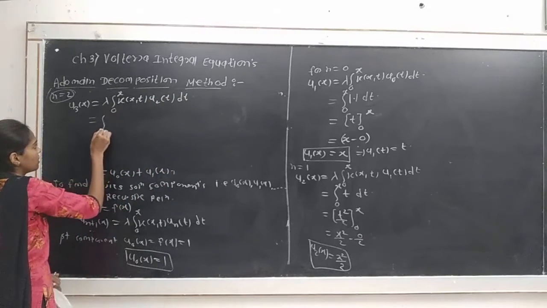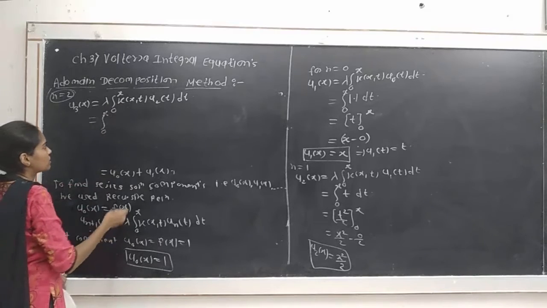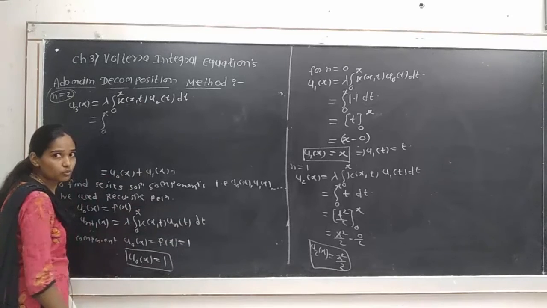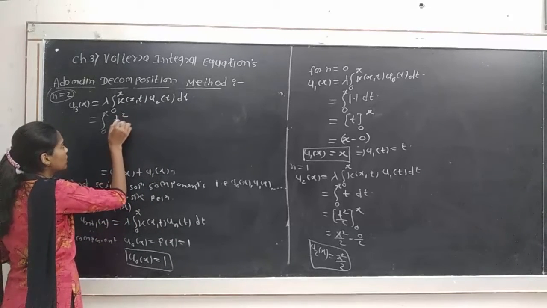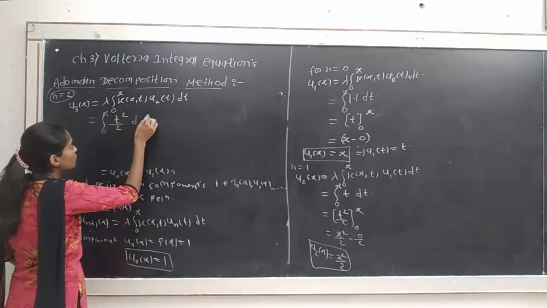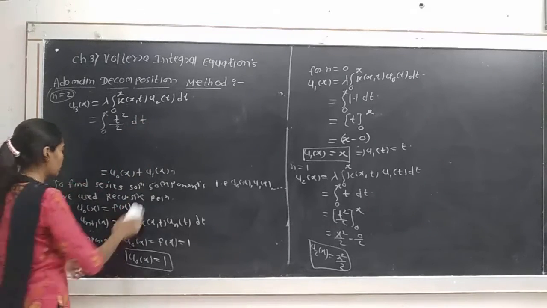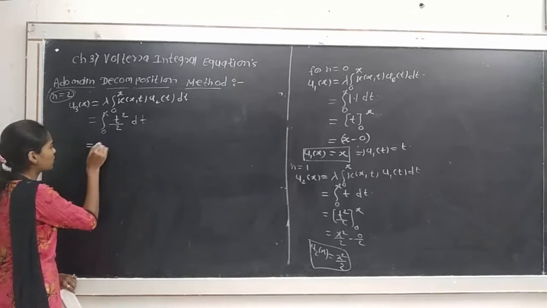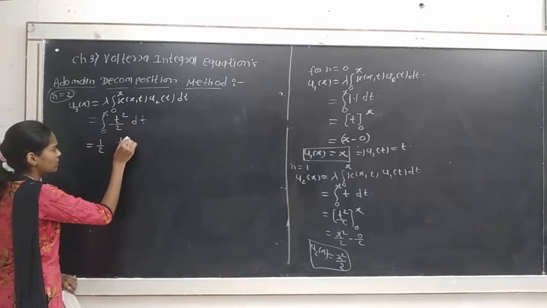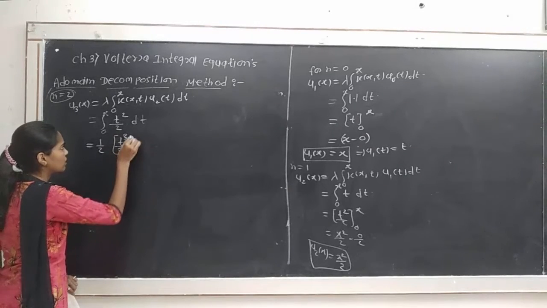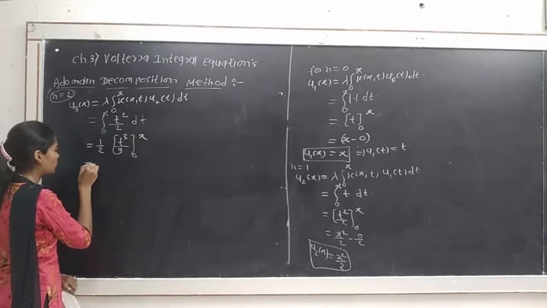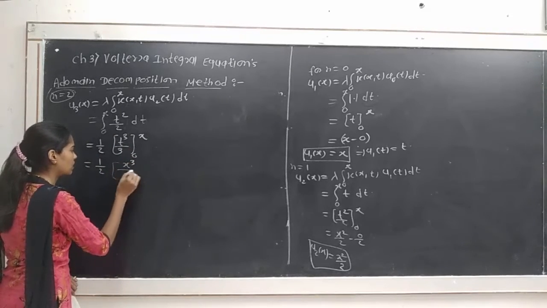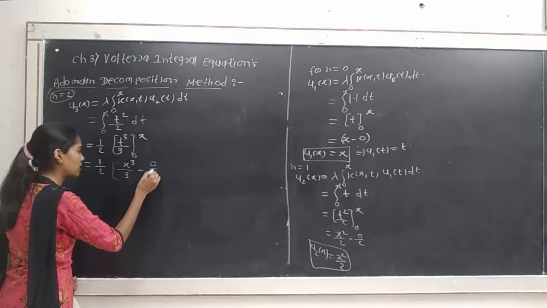So lambda will be 1. Integration from 0 to x of k(x,t) u2(t) dt, where u2(t) is t square divided by 2. Okay, then we have to solve this integral. 1 by 2 take outside, and integration of t square will be t cube divided by 3, limits from 0 to x. By putting limits, that is 1 by 2, x cube divided by 3 minus 0 divided by 3.